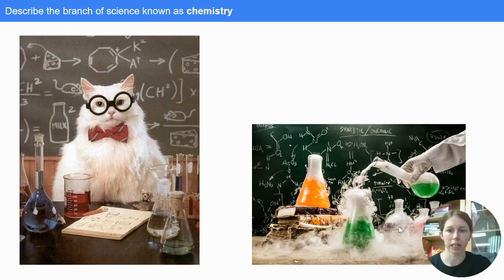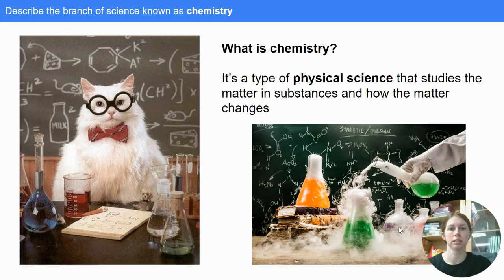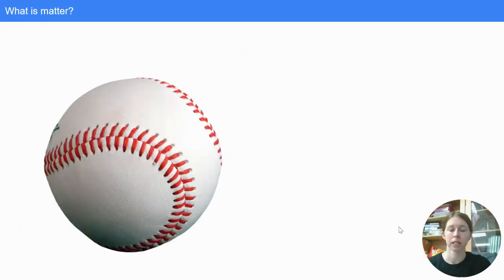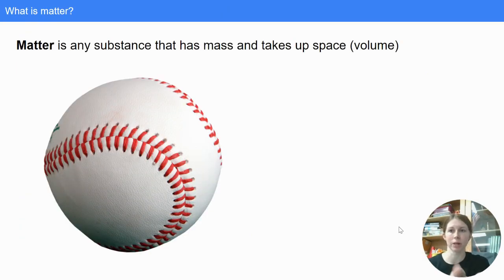So what is chemistry? Some people would say chemistry is the study of chemical reactions, but that's not what chemistry is. Chemistry is the physical science that studies matter and substances and how the matter changes. Molecules don't have to be reacting for us to study them and call that chemistry. We want to know what stuff is made of and how that stuff changes. That is chemistry.